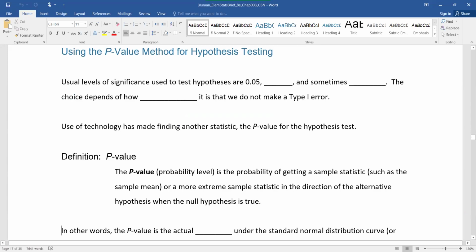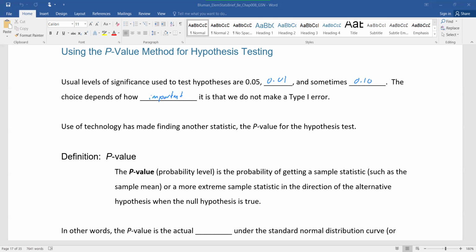All right, so using the p-value method for hypothesis testing, usual levels of significance used to test hypotheses are 0.05, 0.01, and sometimes 0.10. So this is basically a 95% confidence, 99% confidence, and then sometimes you'll see a 90% confidence. The choice depends on how important it is that we do not make a type 1 error.